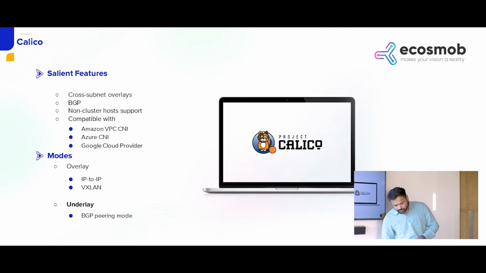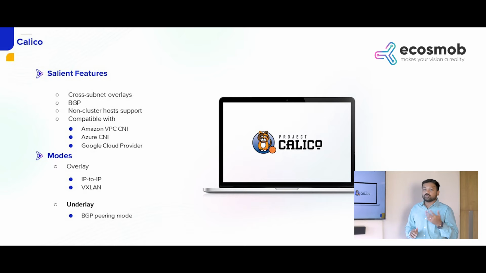So moving on to Calico. So what is Calico? Calico is a CNI plugin. There are a lot of CNI plugins available. Calico is the one that I have used, and I found it extremely useful. Some of its salient features are cross subnet overlays, BGP support, non-clustered node support, which is, I would say, a kind of salient and exclusive feature of Calico. And it is compatible with all the popular cloud CNI plugins like Amazon VPC, Azure, and Google Cloud provider.